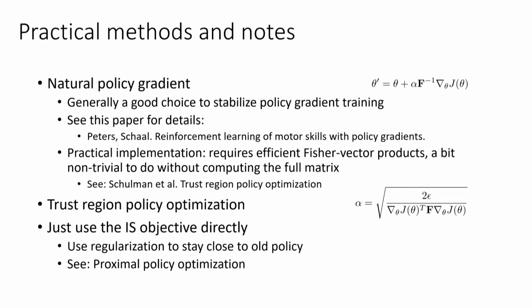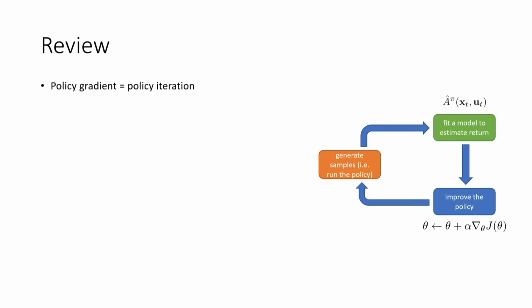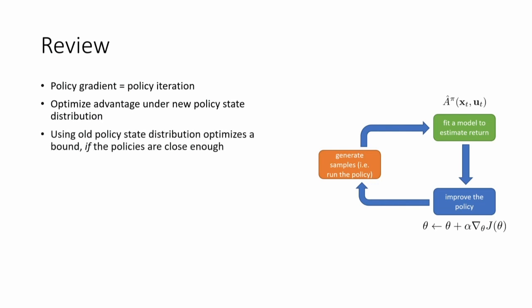So these are kind of the three main classes of policy gradient style methods that use this policy iteration connection and in practice can work a lot better than the vanilla policy gradient that you guys are doing for homework 2. Okay, so to review, we learned about how policy gradient is policy iteration. We can optimize the advantage under new policy's state distribution, and that's perfectly correct, but of course intractable. So you use the old policy state distribution, which optimizes a bound if the policies are close enough. This results in a constrained optimization problem.